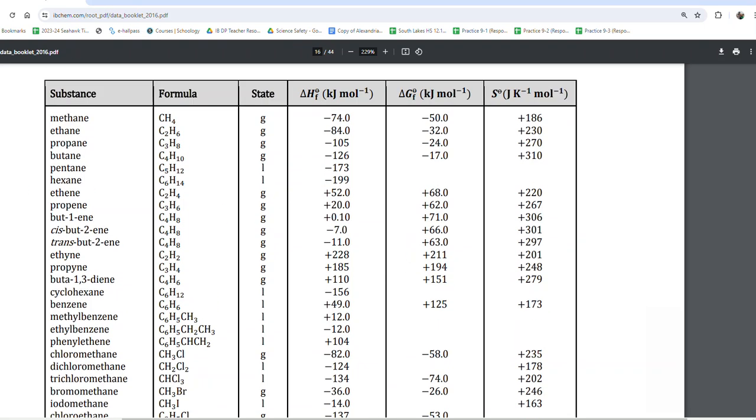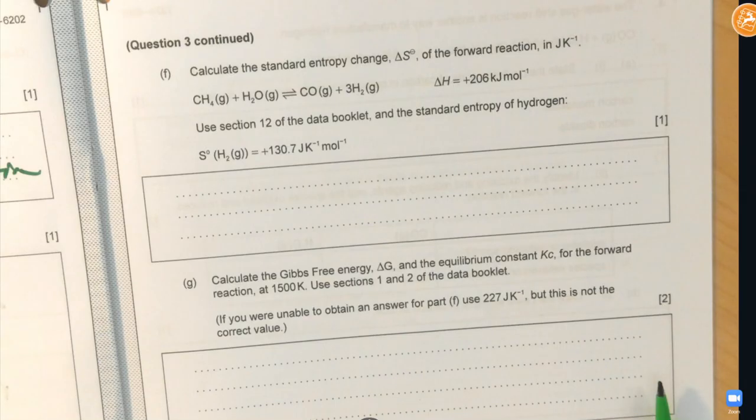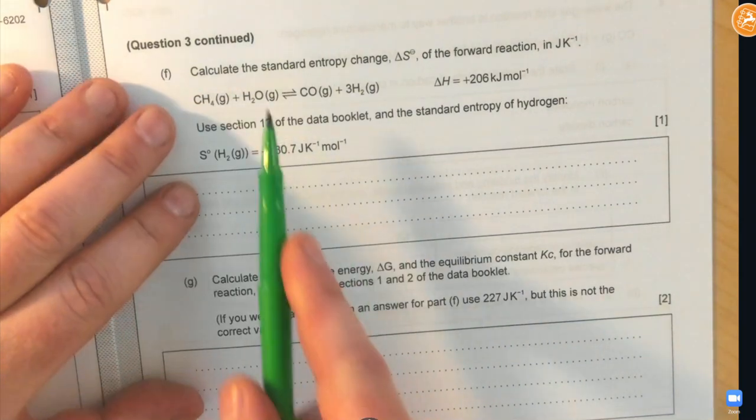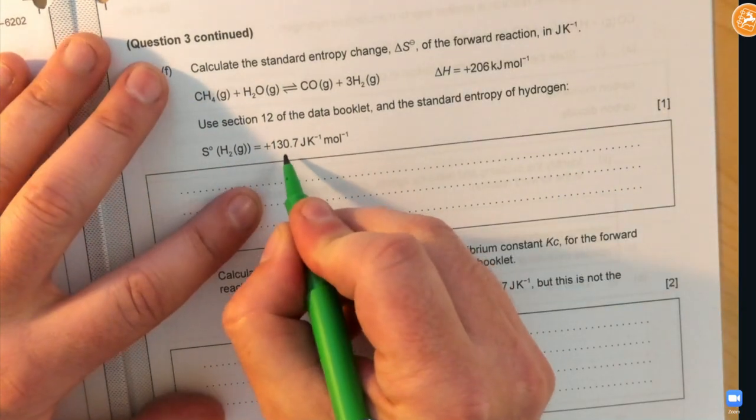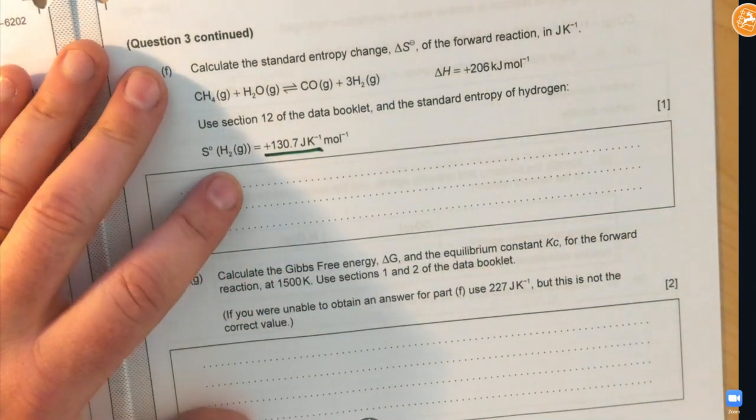All right, so there's our data booklet. Let's go back to the test so we can see what we're looking at. All right, so calculate the standard entropy change. It gives us the entropy of hydrogen because it's not in the data booklet.